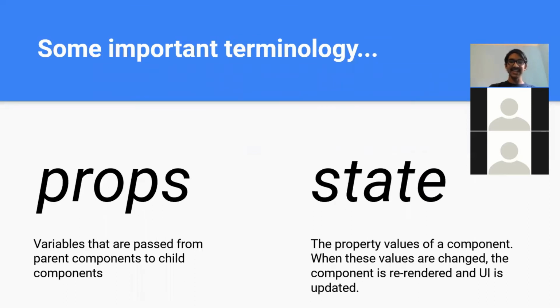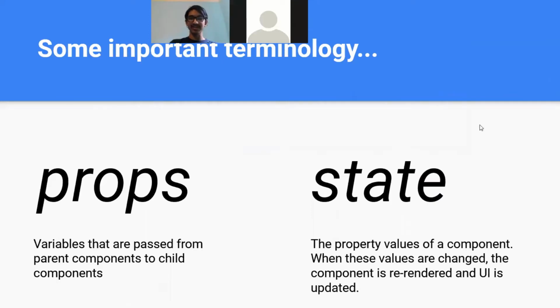And then the next thing is state. So state, as I mentioned earlier, is kind of the property values of each component, like what variables are present in each component. And when these values are changed and updated, the component is re-rendered on the screen and the UI is updated. So this allows for a really dynamic way to look at websites and understand how they work. So I'll show how that works in code as well. But for now, these are two really important concepts that you need to know in order to understand React.